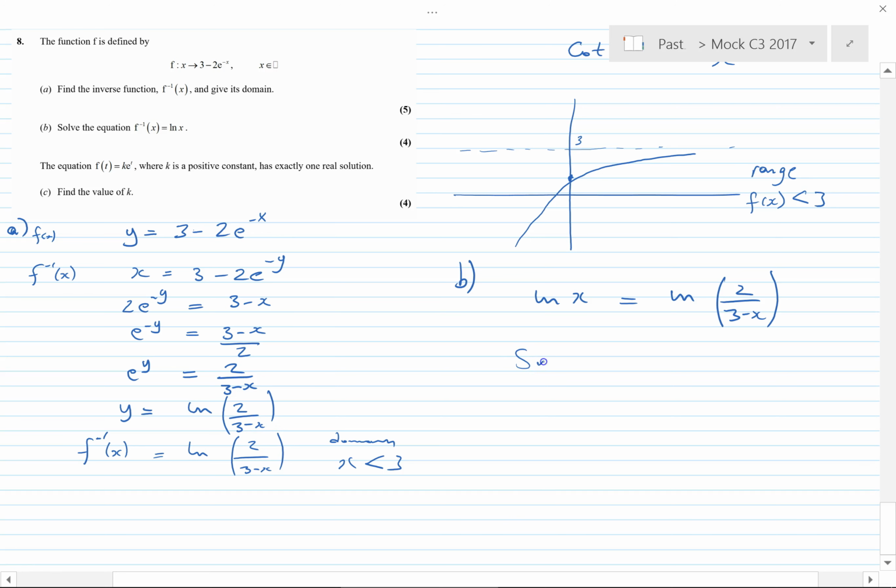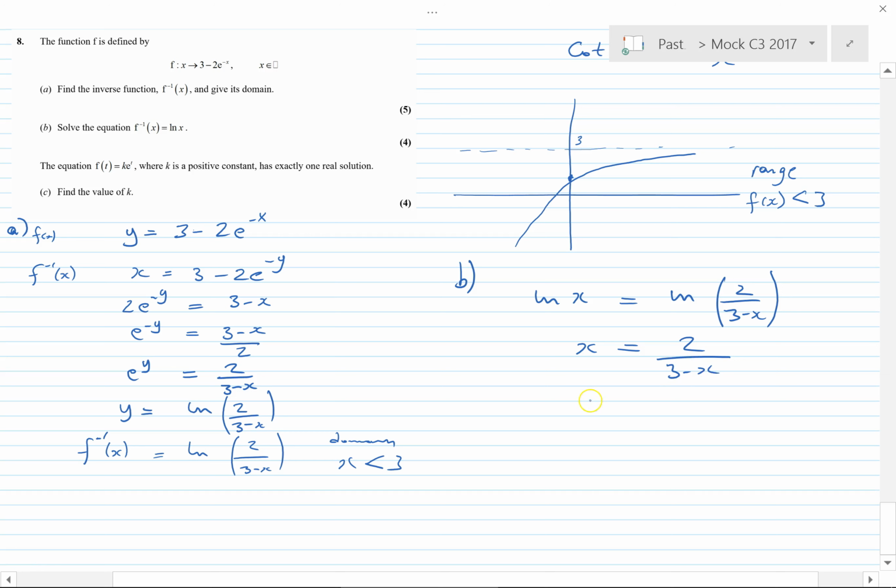For example, if you had sine x equals sine y, you can't say that x equals y, because x could be 0 there and y could be equal to pi. That doesn't follow. But if it's one-to-one, this will be not only a solution, it will be the only solution.